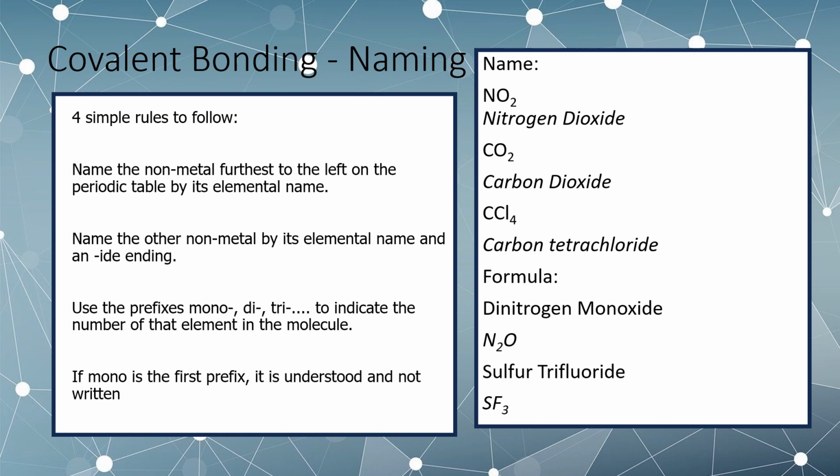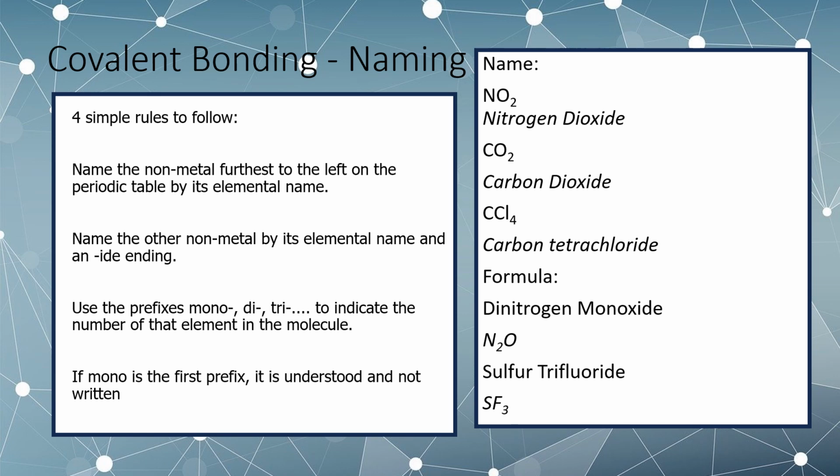When it comes to naming covalent structures, there are 4 simple rules, much like ionic. We name the non-metal furthest to the left on the periodic table by its element name, and we name the other non-metal by its element name, and once again, change it to an "-ide" ending. We need to make sure we use the prefixes in these cases. So if there's more than 1 atom of an element present, we have to say di, tri, tetra, etc. to indicate the number of that element.